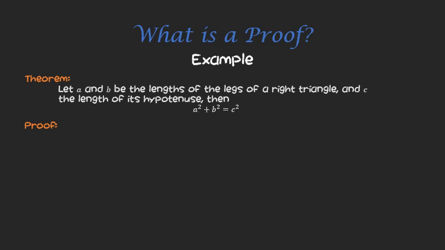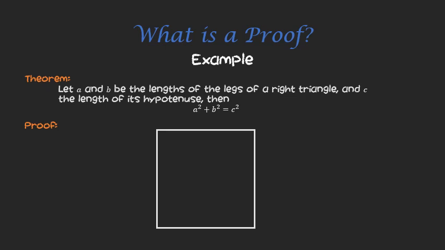Let's just take a look at how this is done. What I'm going to do is start by drawing a square with side lengths A plus B. So I'll take those lengths of the right triangle, add them together, and make a square with that as my length. And since the side lengths are A plus B, I'll divide up each length into an A side and a B side.